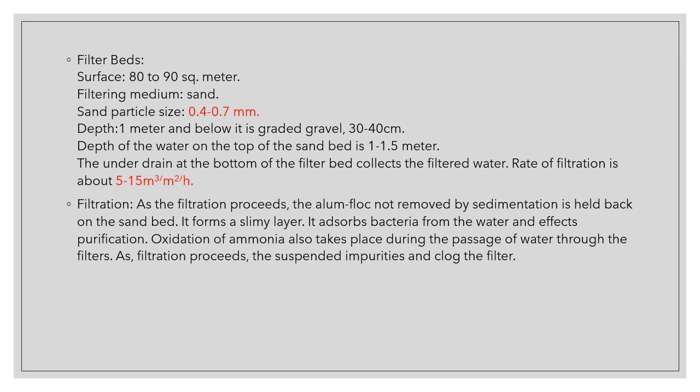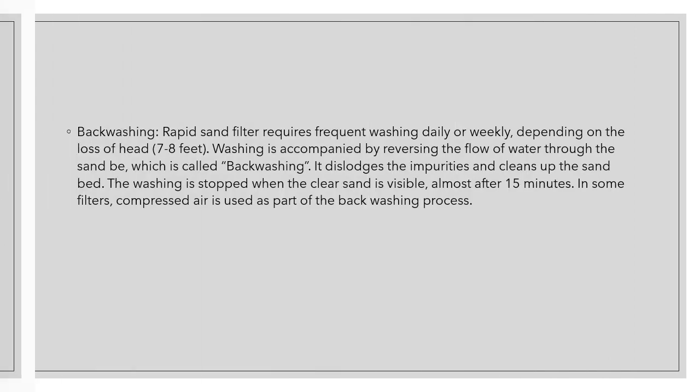As filtration proceeds, the suspended impurities will clog the filter. The clogging of the filter in the rapid sand takes place much more often, and for this we're going to need backwashing. This is where the rapid sand filter requires frequent washing daily or weekly depending on the loss of head. Here it's 7 to 8 feet. The washing is accompanied by the reversing of the flow of water through the sand, and that's why it's known as backwashing. It dislodges the impurities and cleans up the sand bed. The washing is stopped when the clear sand is visible, almost after 15 minutes from the start of the process. In some filters, we also use compressed air as a part of the backwashing process.